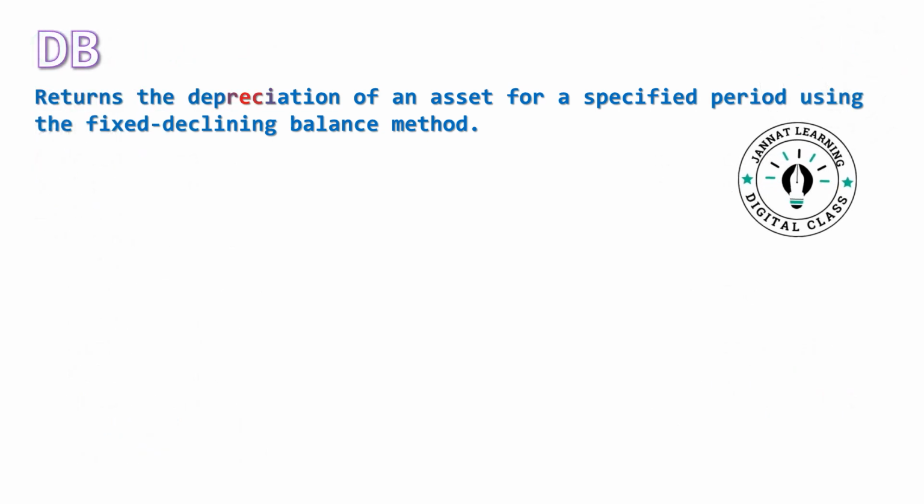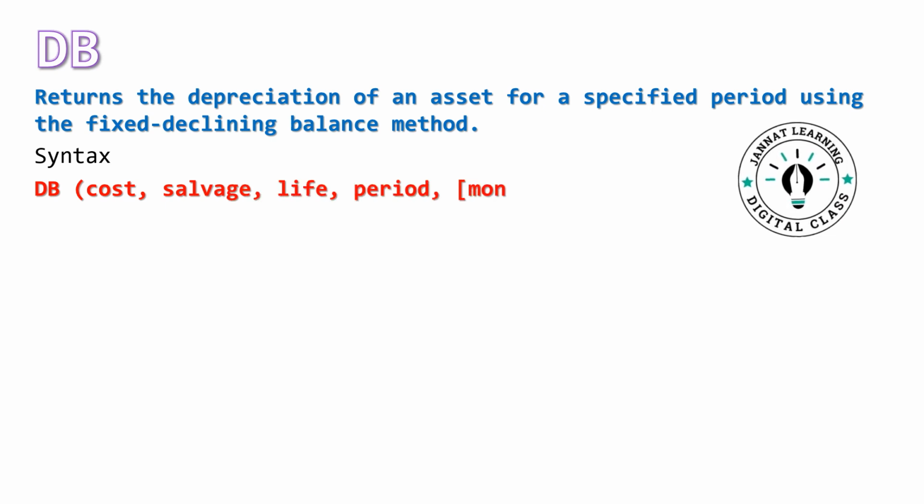The DB function returns the depreciation of an asset for a specified period using the fixed declining balance method. Its syntax is: equals DB(cost, salvage, life, period, month).